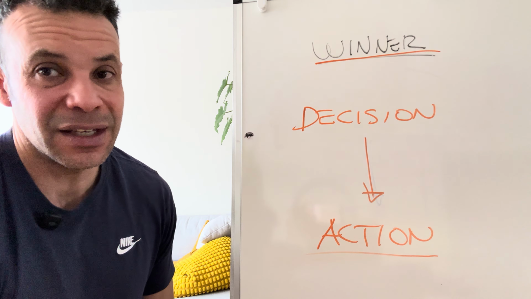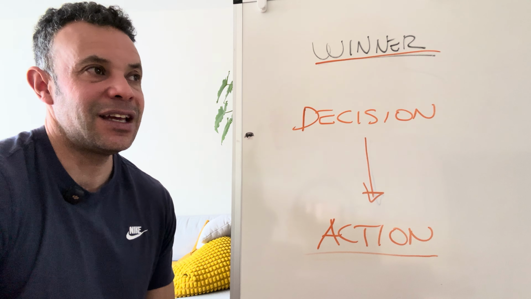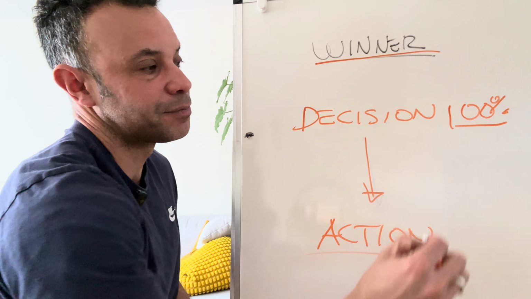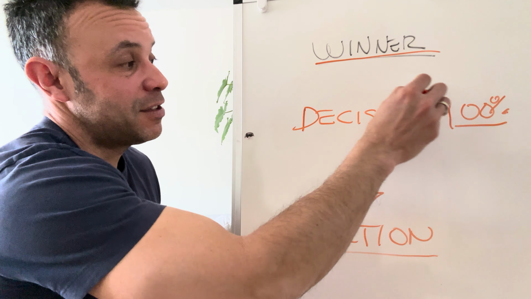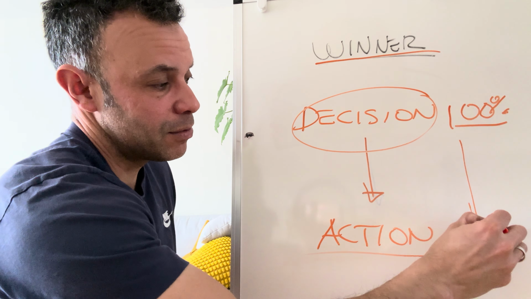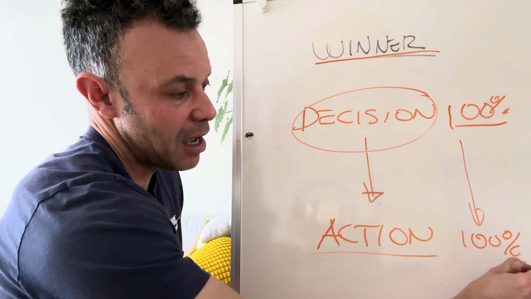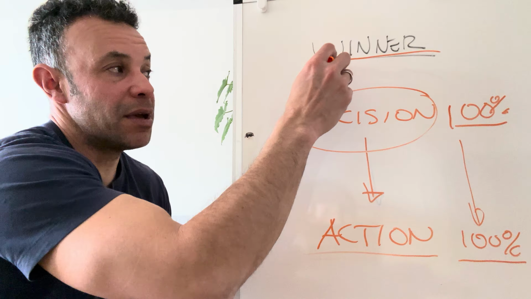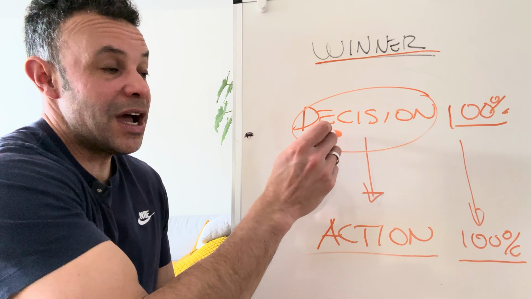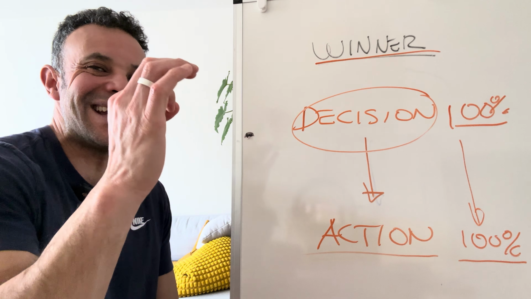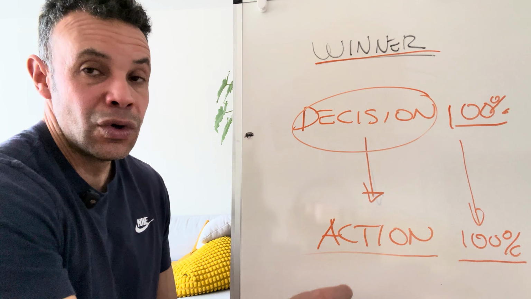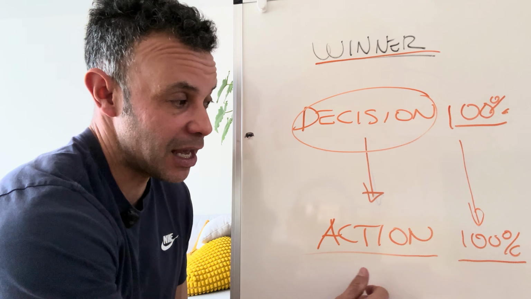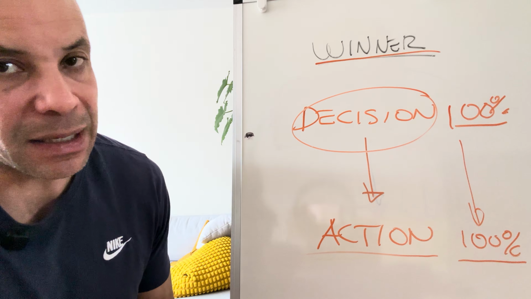And a decision is not a 50% decision, it's a 100% decision. 100%. And when we make a 100% decision, then we can do 100% action. This is the way to make winners. So when you make the decision, you know exactly the place that you need to go, and now the action is possibly at 100%.